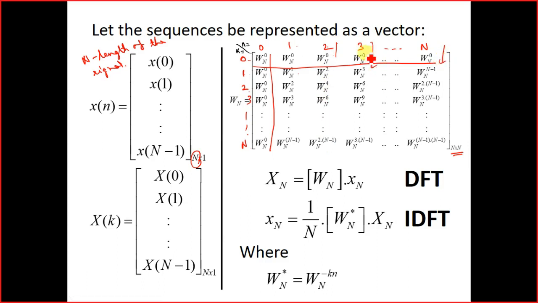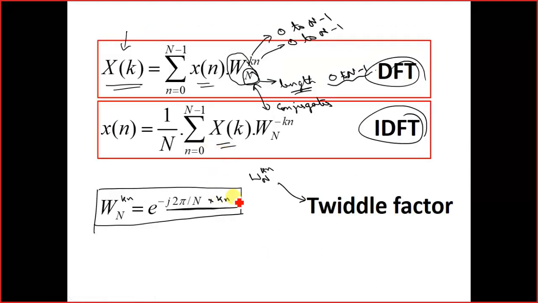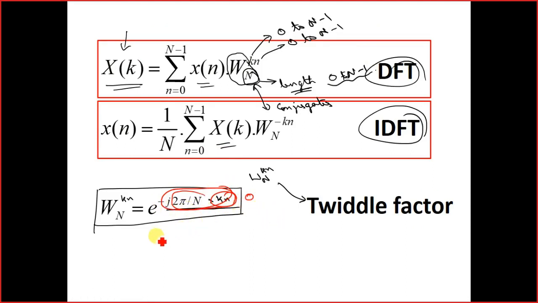Okay, so what is the value of W_N^0? If your kn value is 0, it makes the superscript 0. So we get e to the power 0, which is nothing but 1, right?